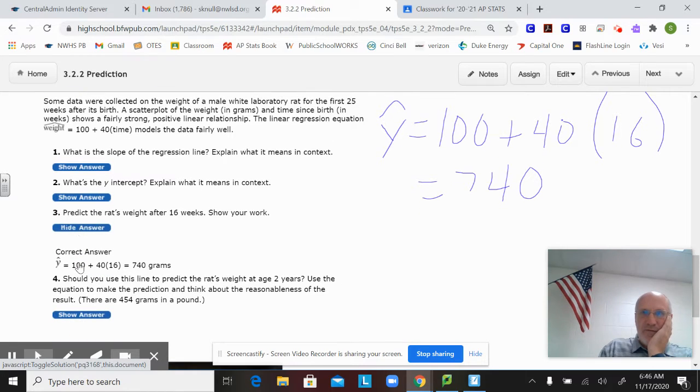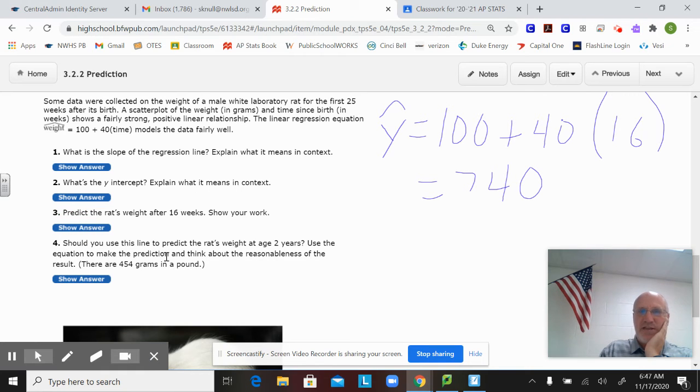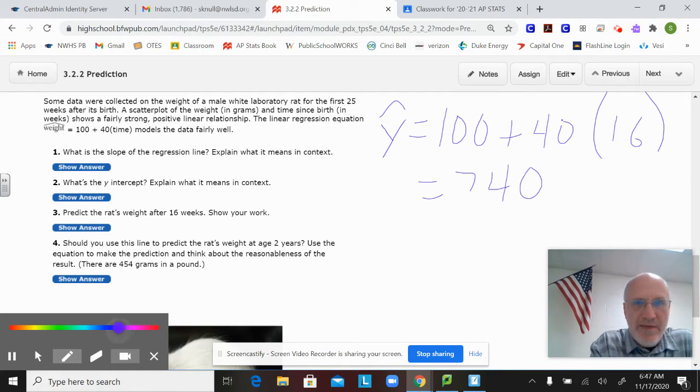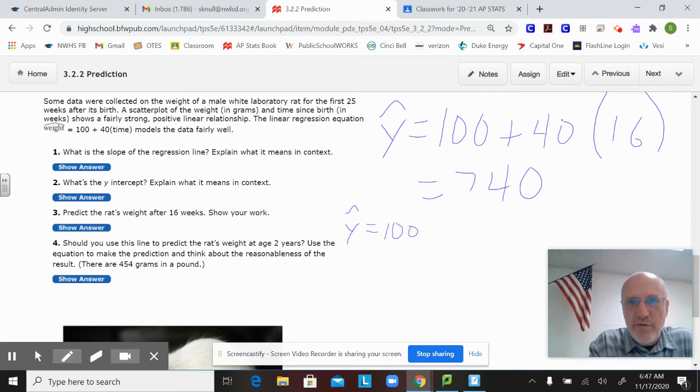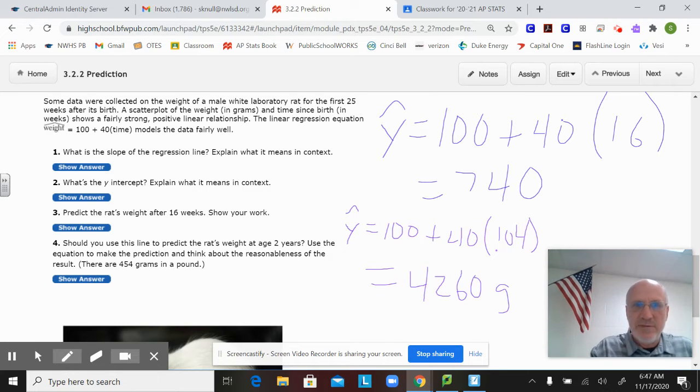740. And then the fourth one says, should you use this line to predict the rat's weight after 2 years? Well, we're talking weeks, and there are 52 weeks in a year. So I can do the math, that's not the issue. But if I in fact do the math, I get y hat equals 100 plus 40 times 104 weeks. Gonna have to get out my calculator to do that math. This is 100 plus 40 times 104, which is 4,260 grams. And I don't know grams very well, but this problem tells me there's 454 grams in a pound. If I divide that by 454, that would be a 9-pound rat.